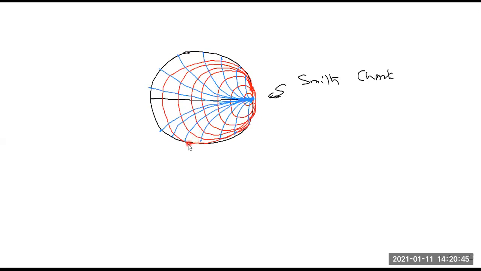So how Smith was able to come up with this chart, and why it's so useful for us as microwave engineers.